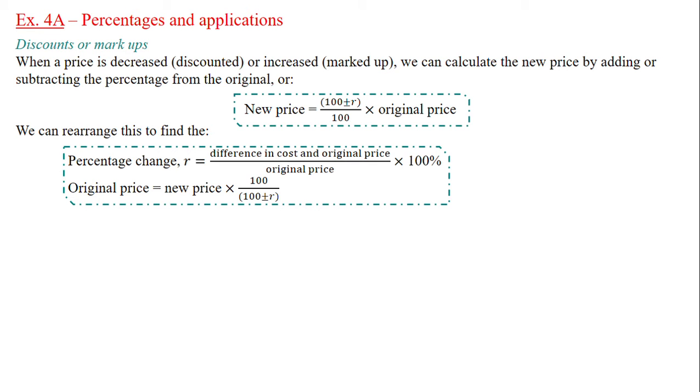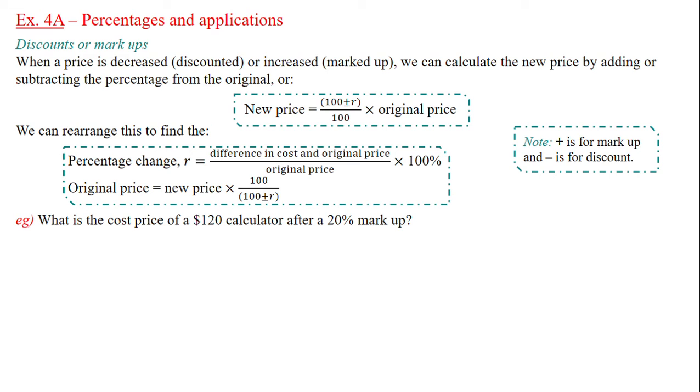We can rearrange that formula to either find the percentage change, R, which is given by the difference in cost and the original price, over the original price, and then we multiply that by 100 as a percentage. Or to find the original price, we multiply the new price by 100 and divide by 100 plus or minus R. So we've effectively flipped the original fraction when we've swapped the side for the new price versus original price. Please note that in both formulas you'll see a plus minus here in the original price and here in the new price formula. We use plus when we are marking up, so we're adding a percentage, and minus when we are discounting or taking away a percentage of the amount.